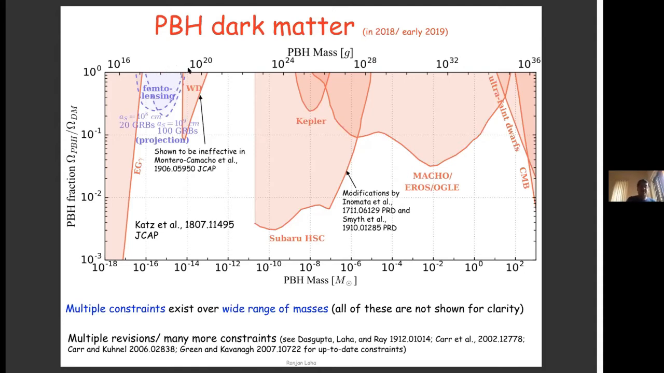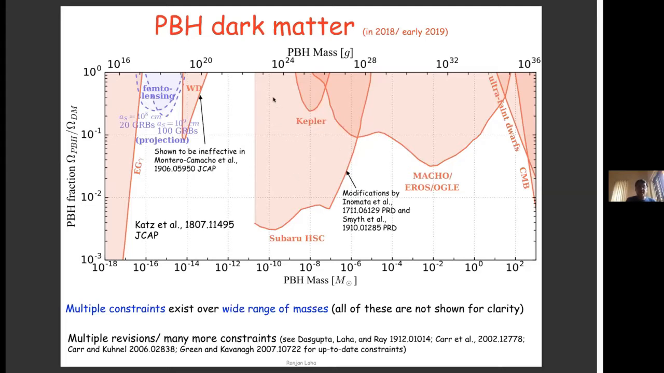This white dwarf thing was another paper which earlier showed that primordial black holes moving through white dwarfs can destroy the white dwarfs. However, it was shown by Montero Camacho et al., using simulations, that this is also probably overly optimistic, and this is also ruled out. And then this Subaru HSC, we already had talks on this. It was pointed out by Inamata et al. and Smith et al. that this has to be modified.